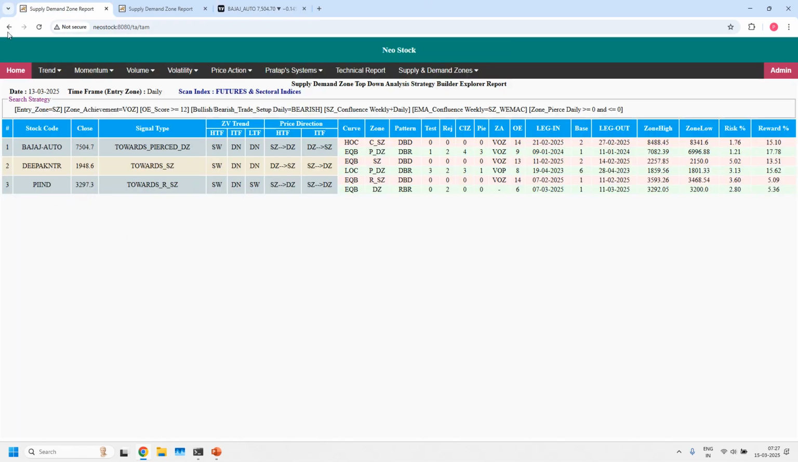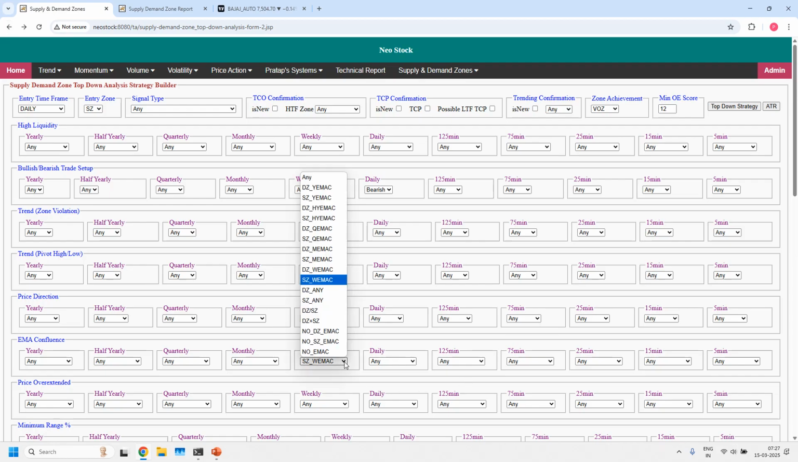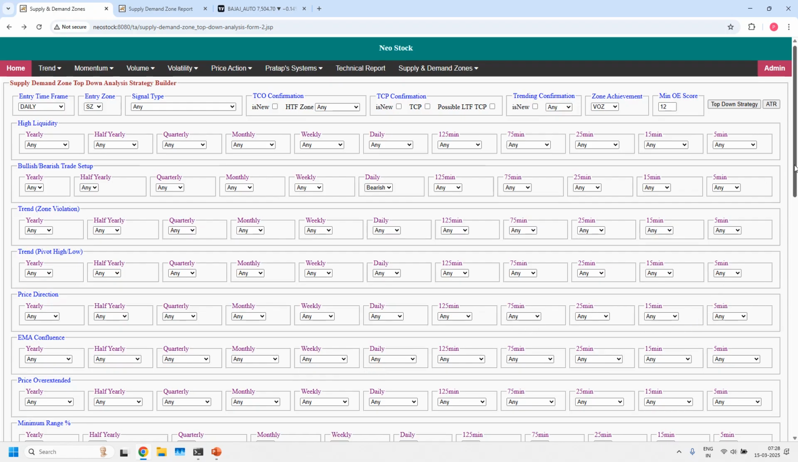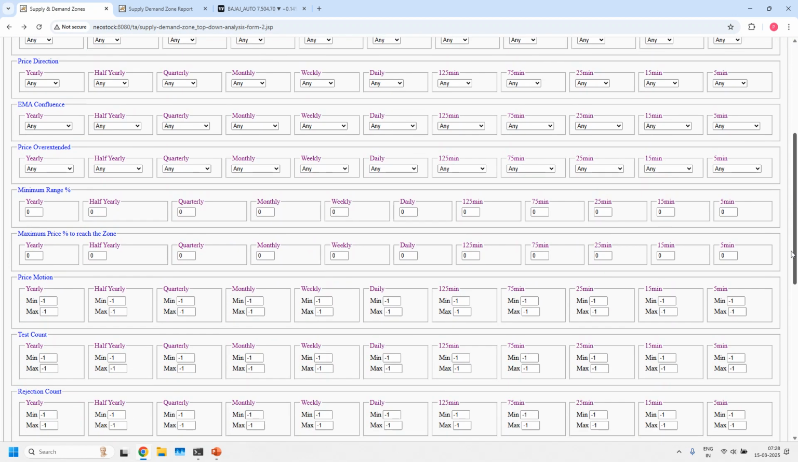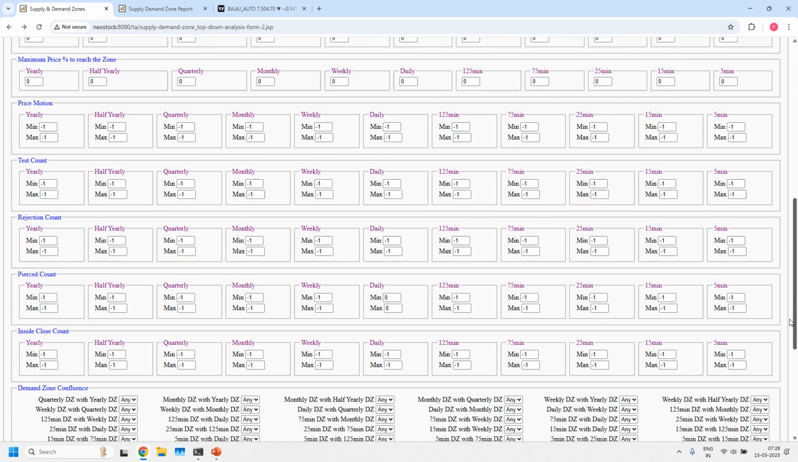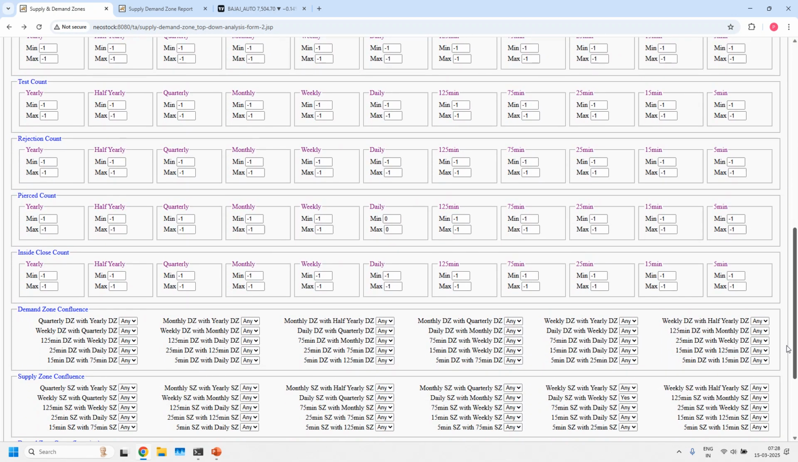So, I am going back, removing this EMA filter. This is ITF specific. I removed it. Now, what is our goal? Zone confluence, supply zone confluence among LTF, ITF, HTF. That means among daily, weekly and monthly supply zone confluence supported stocks. So, I am going to the supply zone confluence. So, this is the supply zone confluence.